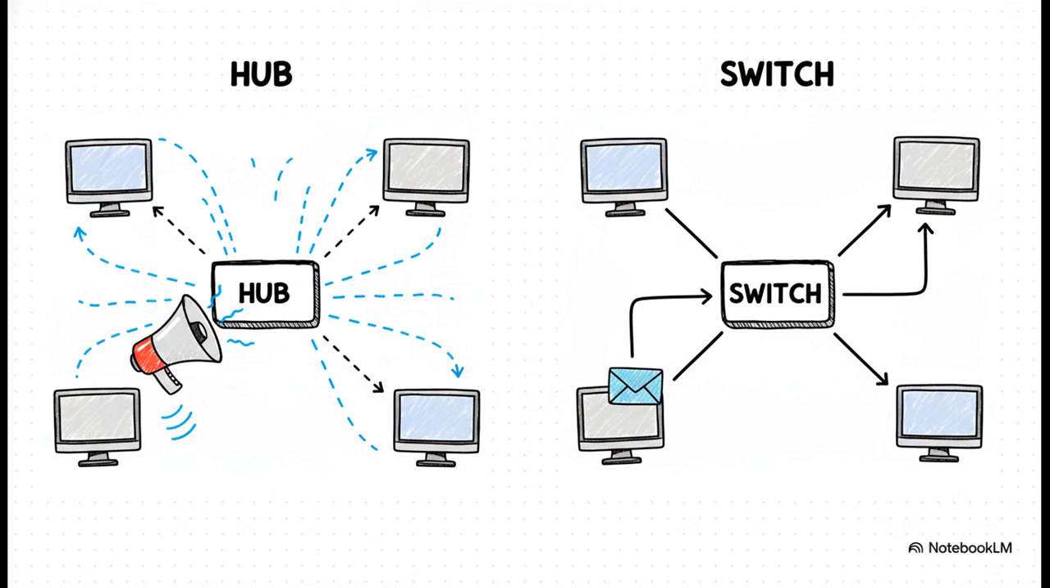A hub is kind of like an old-school tannoy system. It just shouts the data out to every single person connected, whether they need it or not. It's noisy, inefficient, and not very secure. A switch, on the other hand, is like a smart teacher who knows exactly which student to hand a note to. It intelligently sends data only to its intended recipient, which makes the whole network way faster and more secure.